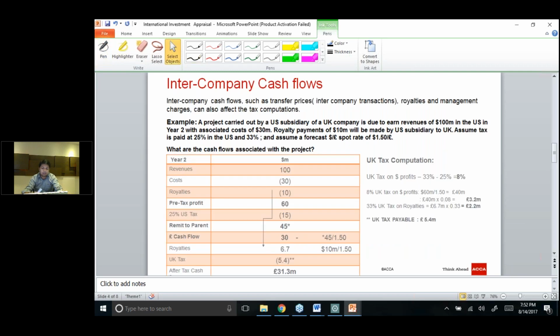Now we will cover the intercompany cash flows. If you have any question till now, you can write in the chat box.